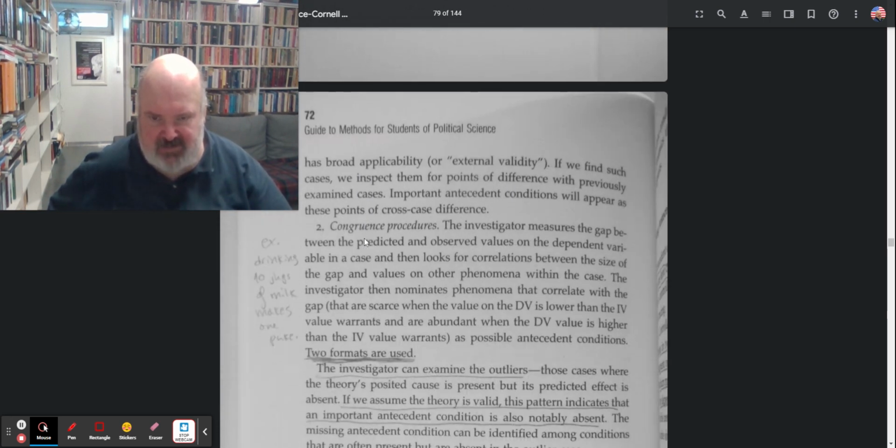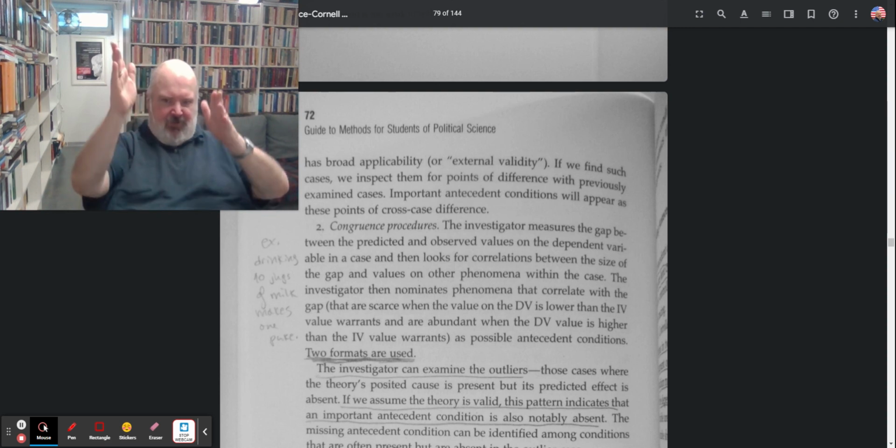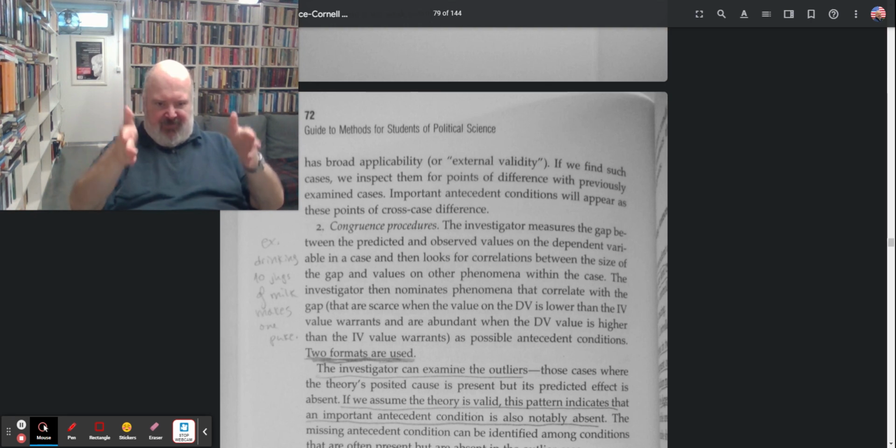If we find such cases, we inspect them for points of difference with previously examined cases. Important antecedent conditions will appear as points of cross-case difference. So therefore, there will be differences. They will show up as different. In other words, if we find such cases, then we inspect them for points of difference, and the important antecedent conditions will appear as these points of cross-case difference.